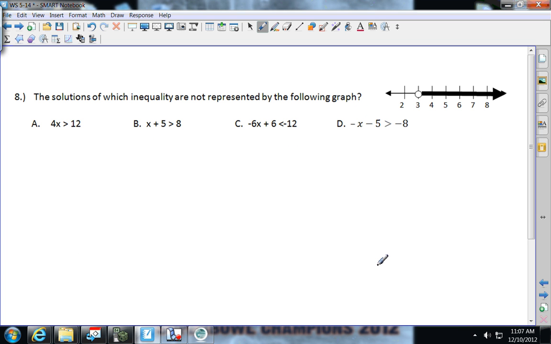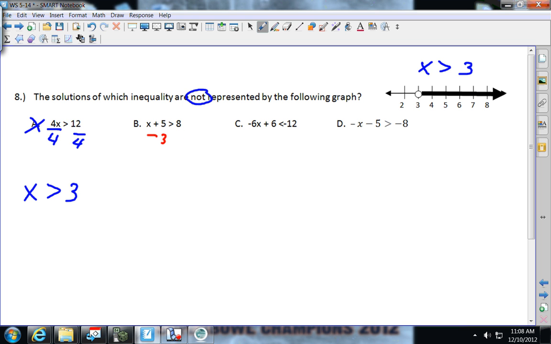Next one. The solutions for which inequality are not represented by the following graph? First off, what does this represent? X is what? Greater than 3. Is it equal to? No, because it's not a closed-in circle. So right here, if we divide by 4, X is greater than 3. Yep. But that's the same solution, and what is it asking for? Which one is not represented? Okay, so that one's the same. So that's not it.